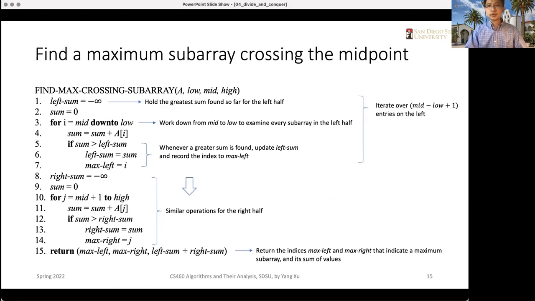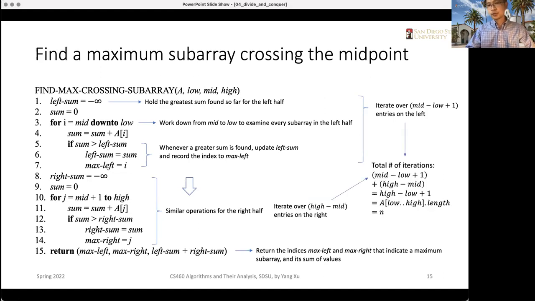So here we can also briefly analyze the running time of this find max crossing subarray procedure, because the total number of iterations is actually determined. It's just the length of the original input. So it's actually a linear running time algorithm. Okay, it's no different from running one complete for loop over the entire input sequence.